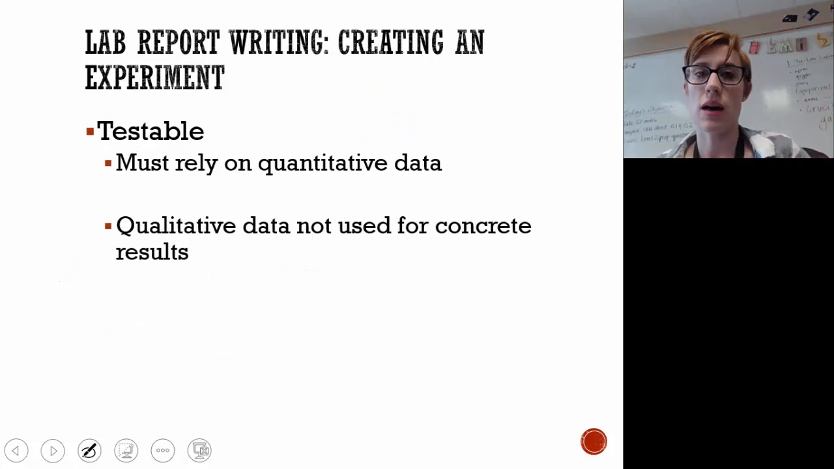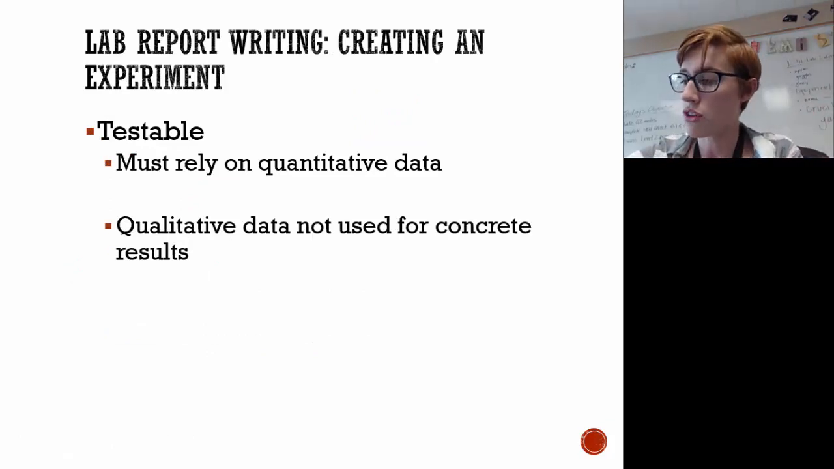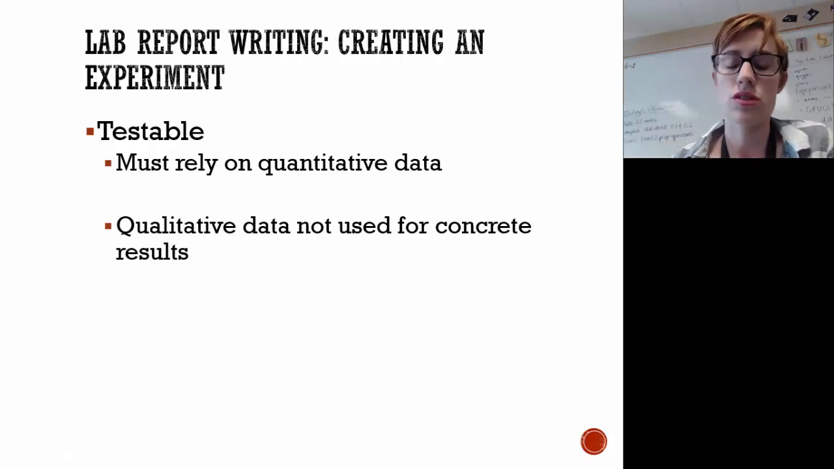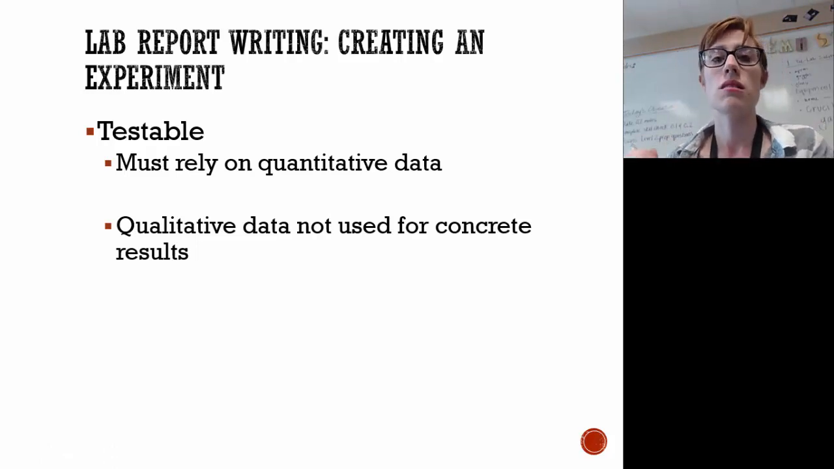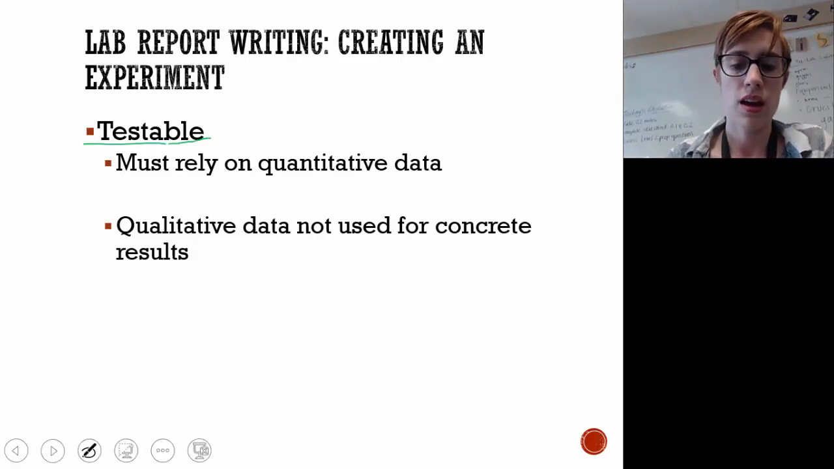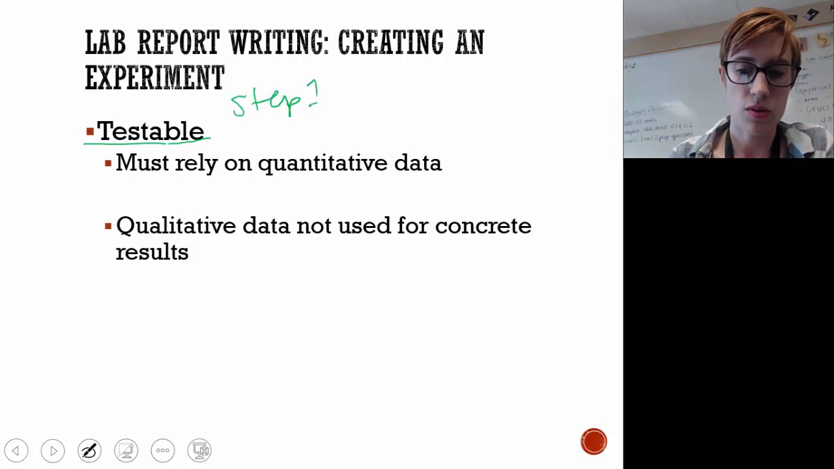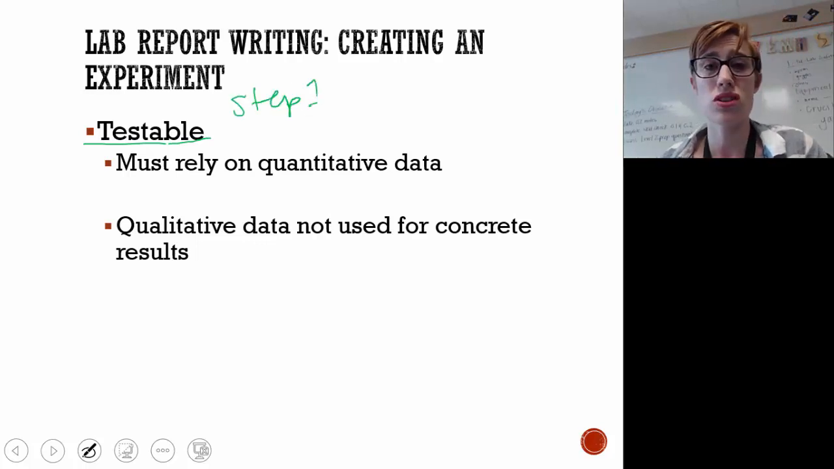There are several steps that you have to follow in order to create an experiment. The very first step is to ask yourself this question: is my experiment testable? That's step one. You should write that in your notes. Step one is to ask yourself that question: is this experiment even testable?